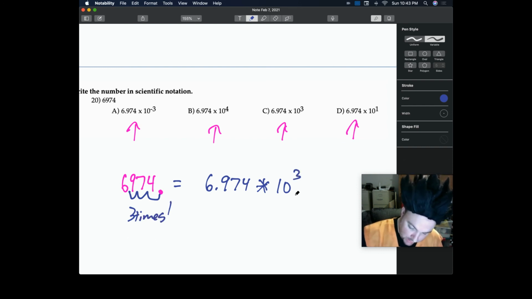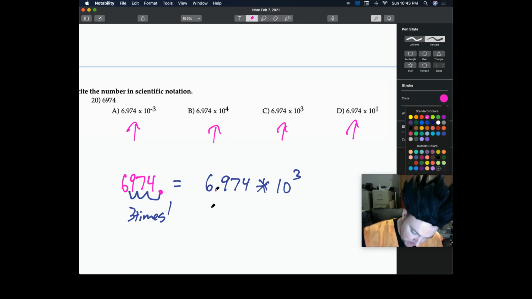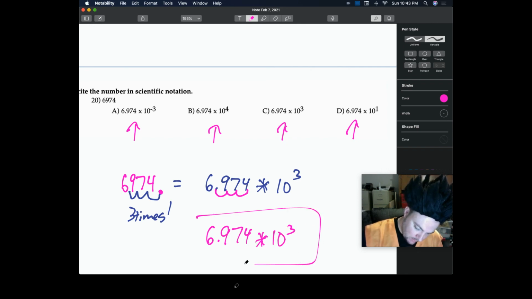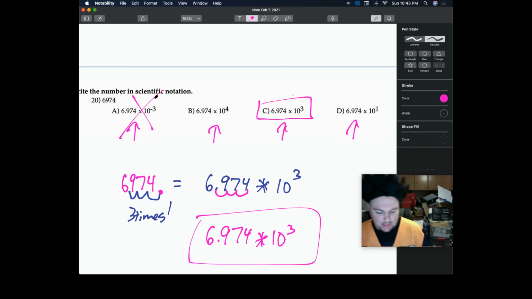And you could check it, right? If I wanted to check my work, if I jump 3 places back, I'm back to 6,974. So again, the answer here is simply going to be times 10 to the third. Notice it's not negative, it's positive. You immediately should eliminate this answer choice because, if you were paying attention to the previous question, it just makes sense that if it's times 10 to the negative 3, that would make it a smaller number, right? So we'd be something less than 6.974.